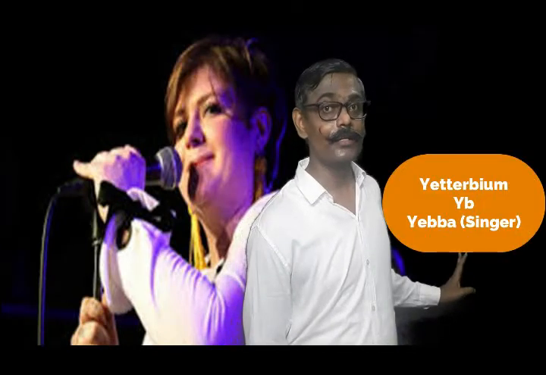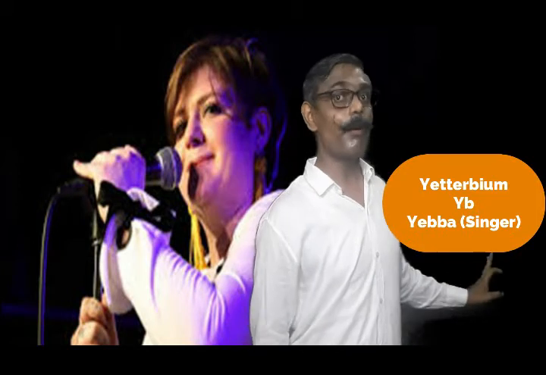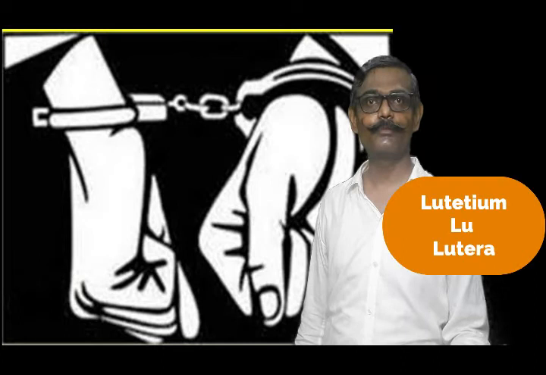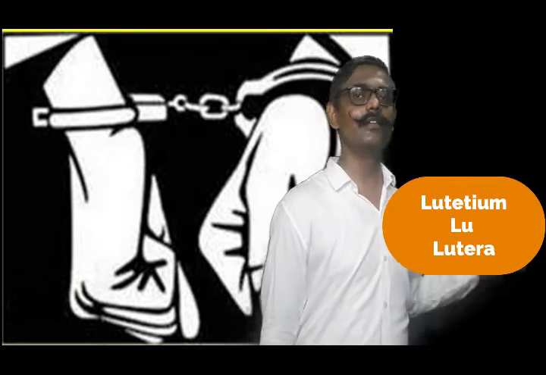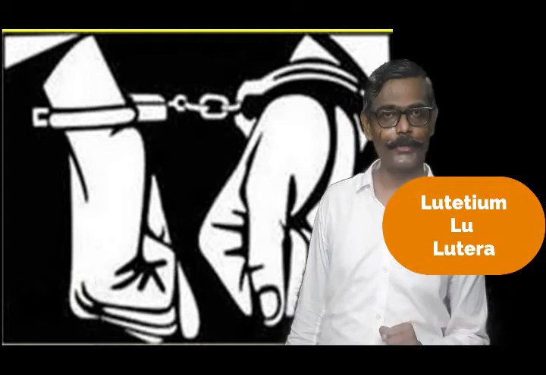Ytterbium. Yb. And for Yb, what was the one famous singer? Yabba. And what was the wear? White, or you can say colorless. Last was lutetium. And for lutetium, Lutera was there. And Lutera was a prisoner. And what was the color there? Colorless or white. Are you getting this point?